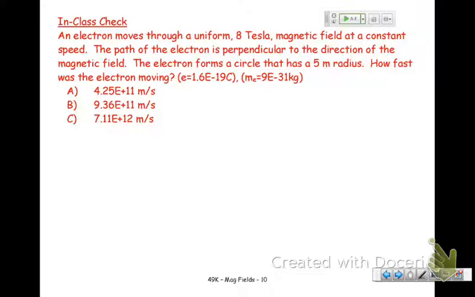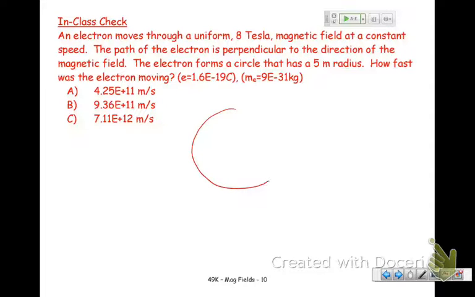An electron moves through a uniform 8 Tesla magnetic field at a constant speed. The path of the electron is perpendicular to the direction of the magnetic field. The electron forms a circle that has a radius of 5 meters. How fast was the electron moving? So I'll put it on pause. Recording. We're back. We're going to do this together. So let's have a look at this.